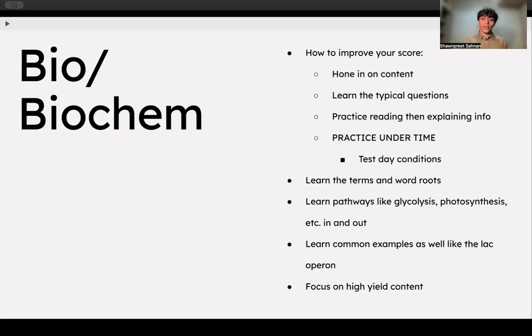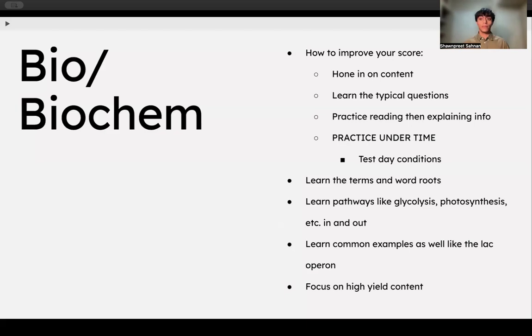Learn the typical questions, like I said. Practice reading and then explaining the info. Like I said, again, all dense scientific papers. If you want to learn how to practice or how to analyze a scientific paper, where else do you go? Practice under time, really important here. This one can be pretty time constraining.